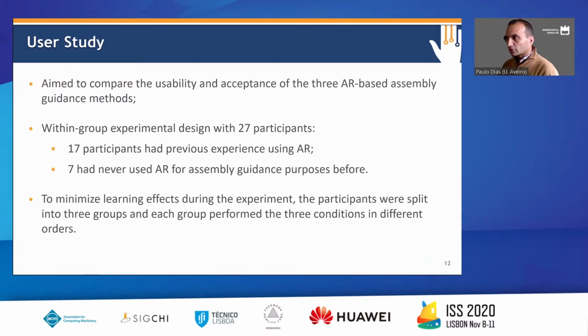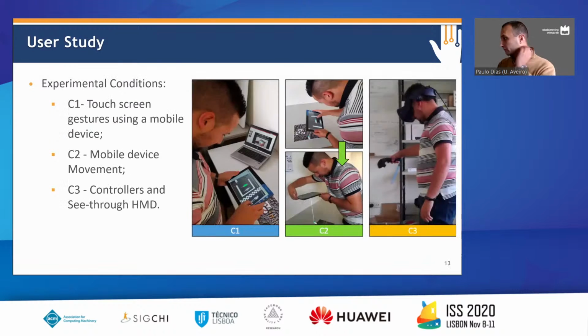Okay? So the 3 methods that we've been trying, as you've seen, were the touchscreen, the left one, that is C1; the gesture, the anchor mobile phone with the movement, that is C2; and the controller and HMD, that is C3.